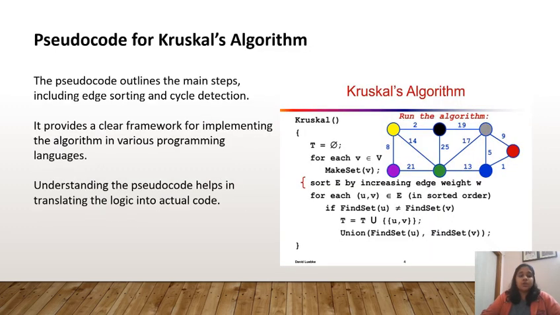Pseudocode of Kruskal's algorithm. What is the pseudocode of Kruskal's algorithm? It outlines the main steps, including edge sorting and cycle detection, and provides a framework for implementing the algorithm in various programming languages. Understanding the pseudocode helps in translating logic accurately into code. The image I have given in the slide shows the pseudocode, how it runs, and what we are going to use when converting it into code.